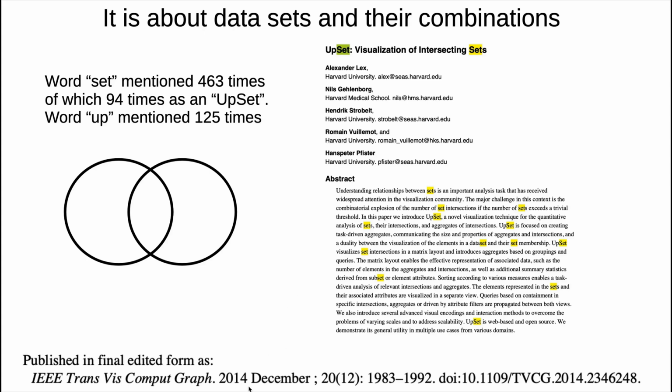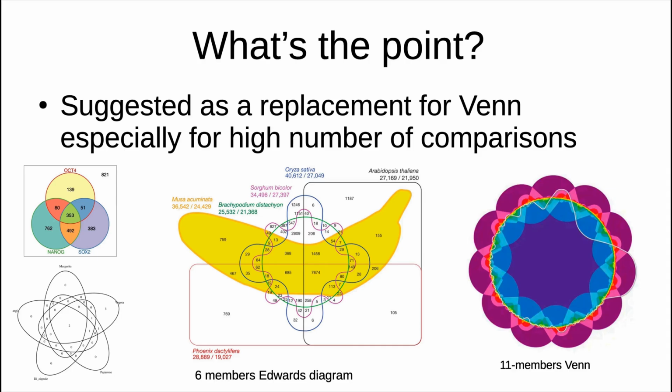This one published in 2014, where authors suggested upset plot as a replacement of a Venn diagram in case of high complexity. They mentioned word set 663 times with or without up, but still I could not find out why they named this plot like this. So what's the point?